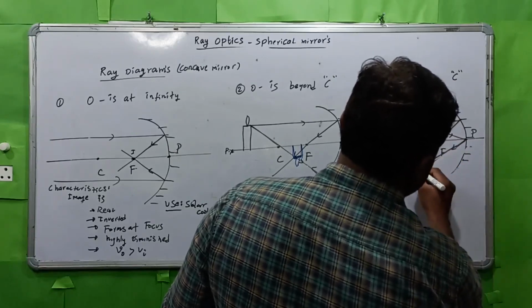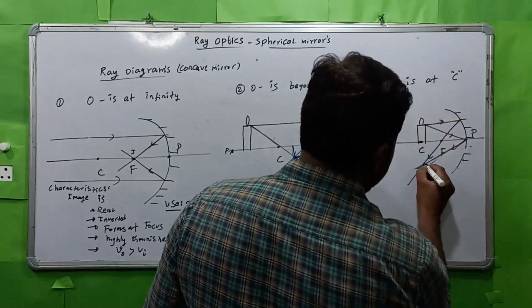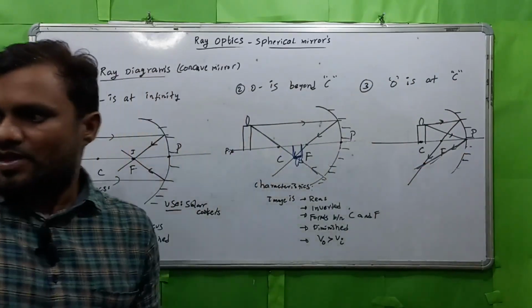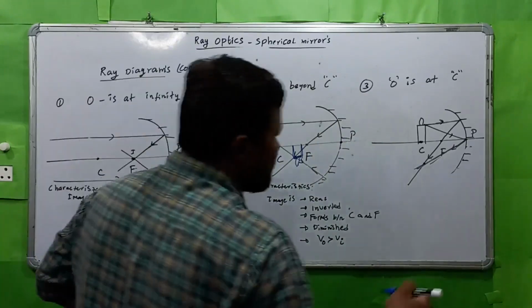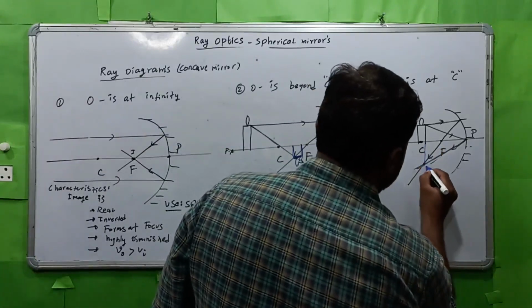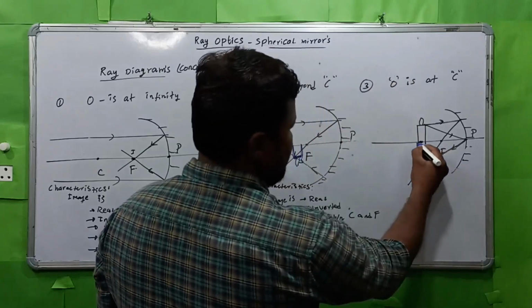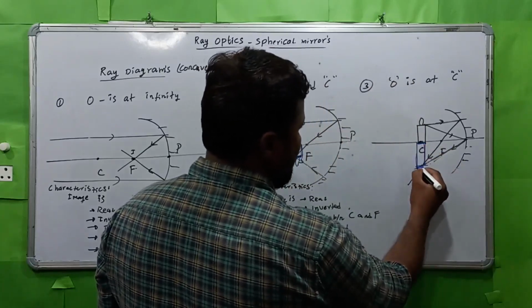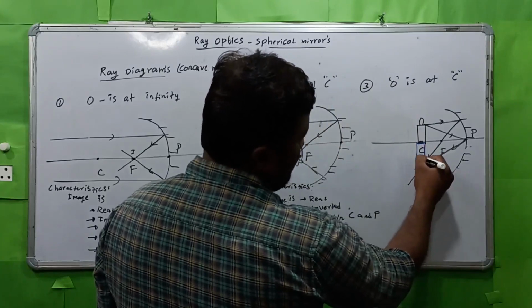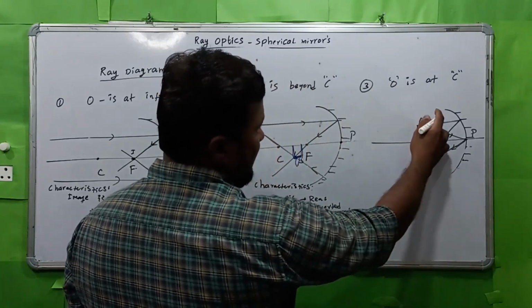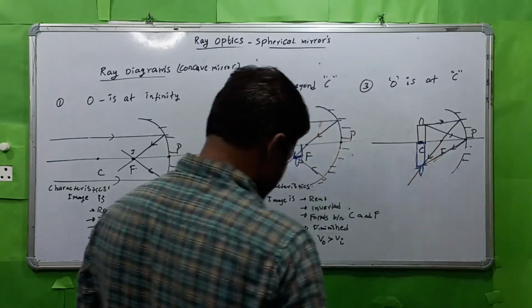So this is the reflected ray. So this edge I got here. As a result, we can observe an inverted image. This is blue. Okay, object black, blue color image.